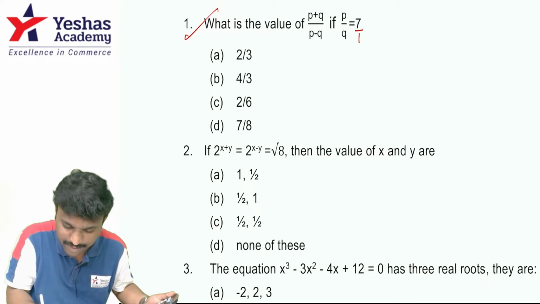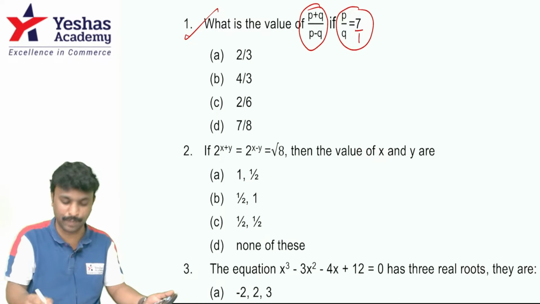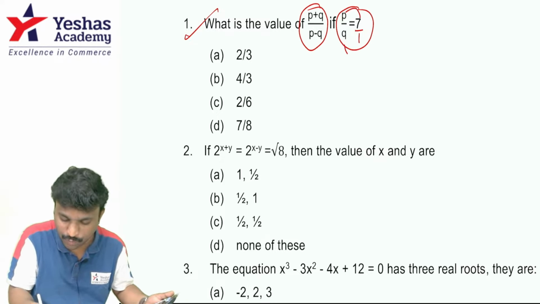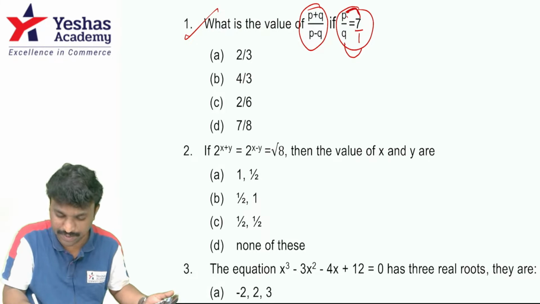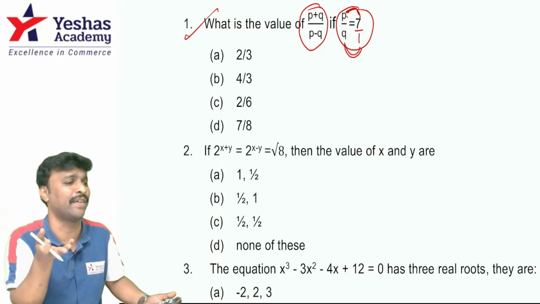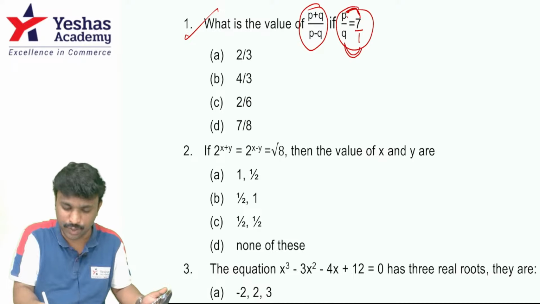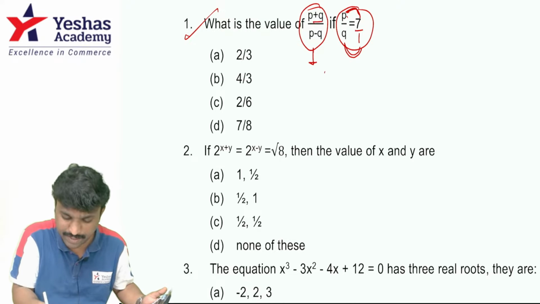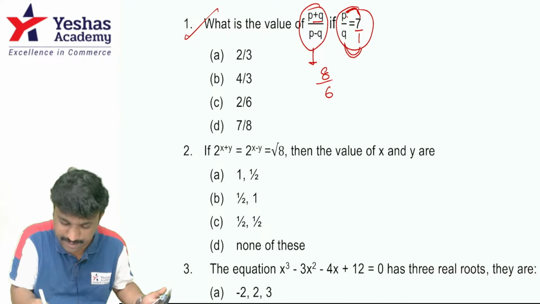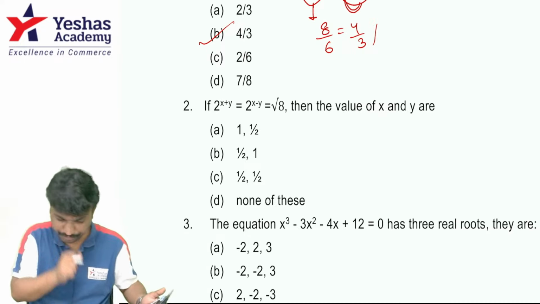Whenever a ratio is given and the ratio itself is asked, you can always plug in the value of p as 7 and q as 1. In place of p, we have 7. In place of q, we have 1. No need to take 7x and 1x. So we need to find the value of p plus q divided by p minus q. 7 plus 1 is 8. 7 minus 1 is 6. So it is 4 by 3. Option B is the right answer. Moving on to the next question.